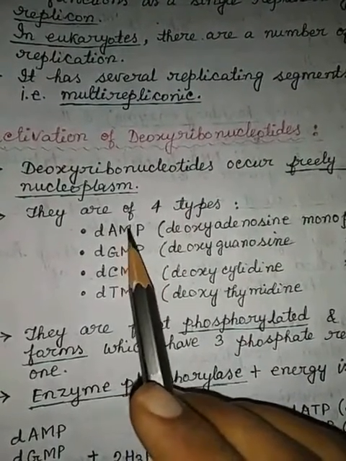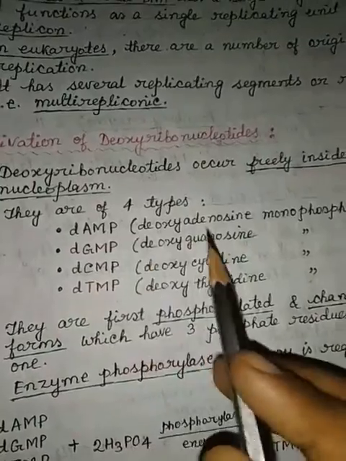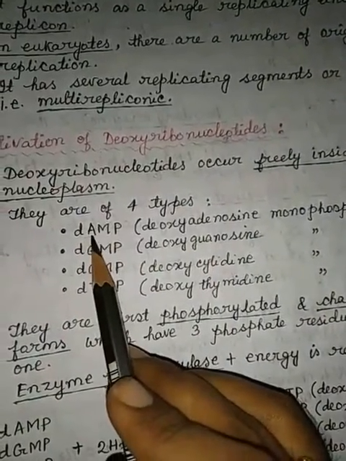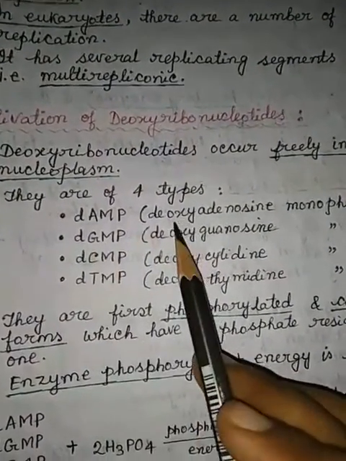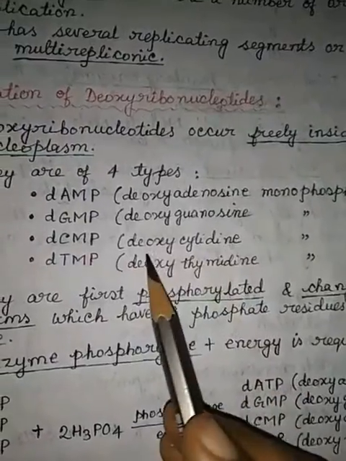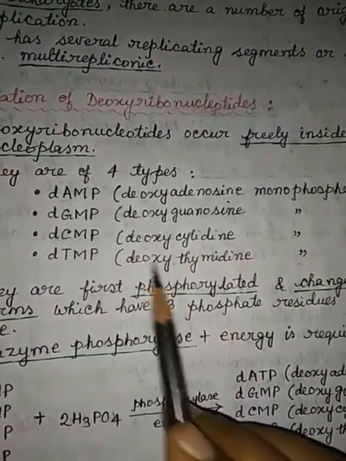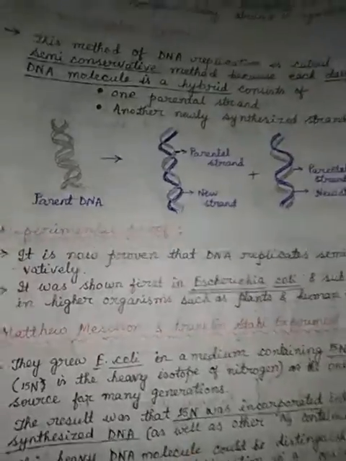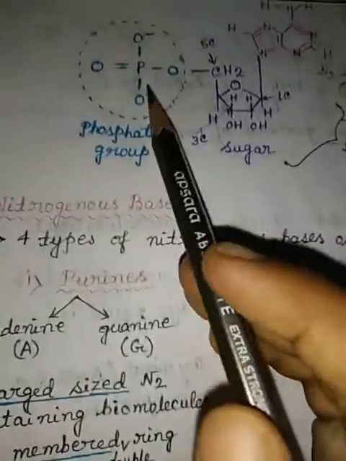Suppose in the nucleotide structure, the nitrogenous base is adenine, then it is called deoxyadenosine monophosphate. Similarly, deoxyguanosine monophosphate, deoxycytidine monophosphate, where cytosine is present, and deoxythymidine monophosphate. Why monophosphate? Because in the previous classes we have already discussed that in the structure of deoxyribonucleotides, only one phosphate group is there. Okay.